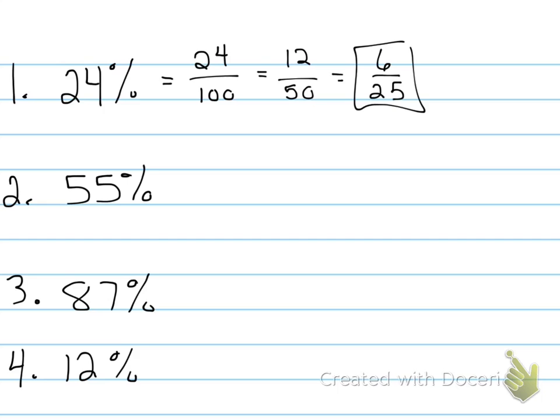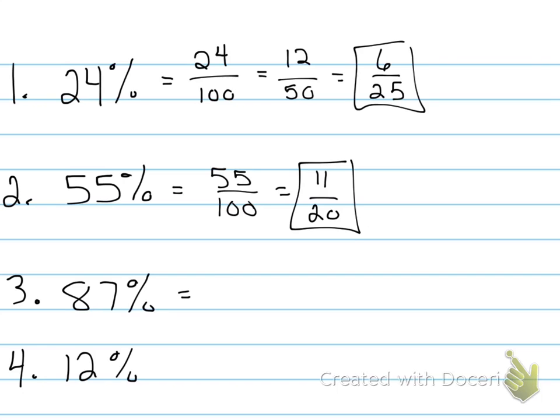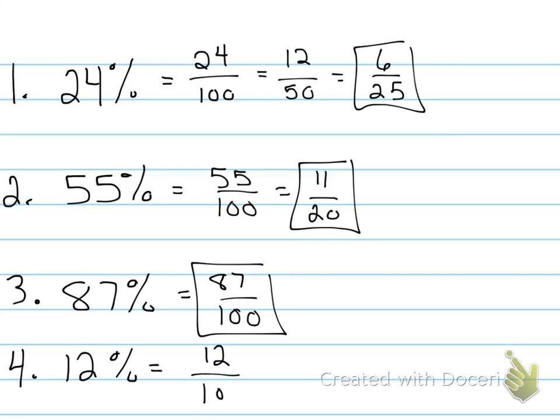All right, now on number 2, 55% can be written as 55 over 100. Reduce top and bottom by 5, and you get 11 over 20. Number 3, can I reduce 87 over 100? Nope, final answer. And then number 4, 12 over 100, what can I reduce it by?